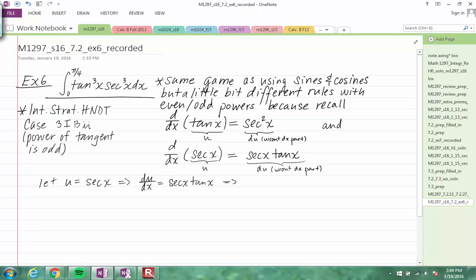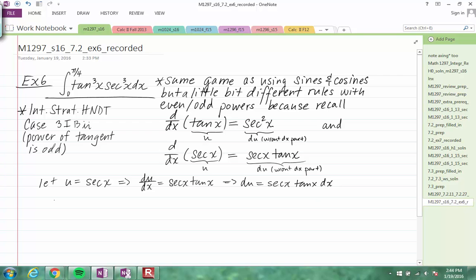And then that's how we get our little equation for du. We multiply both sides by dx. So we have du equals secant x tangent x dx. Alright, so next thing is we should be able to save a factor of secant x tangent x from this, and then good things should happen.